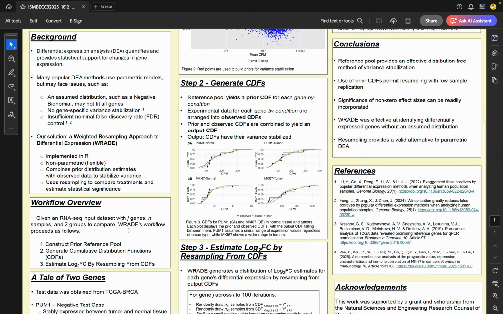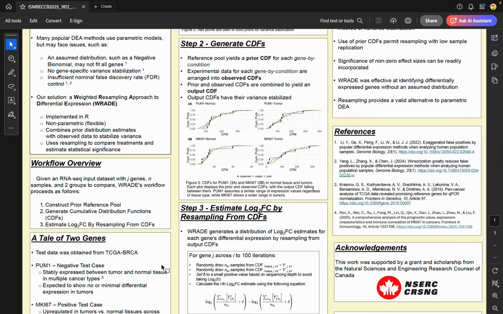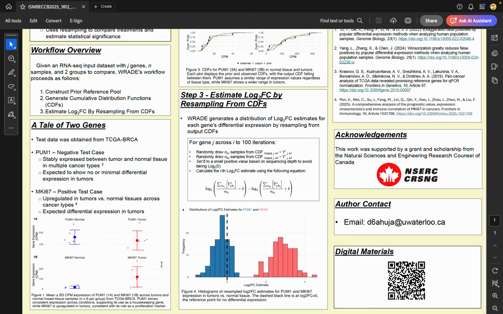Now, given an RNA-seq count dataset with J genes, N samples, and at least two groups to compare, RAID performs DEA in three simple steps. Let's explore these steps by observing how RAID analyzes data for two genes within the TCGA bracket dataset. The first gene, PUM1, is stably expressed between tumors and normal tissues across different cancers. Here, it's considered a negative test case, as we expect RAID to report little to no differential expression between tissue types in the TCGA bracket data.